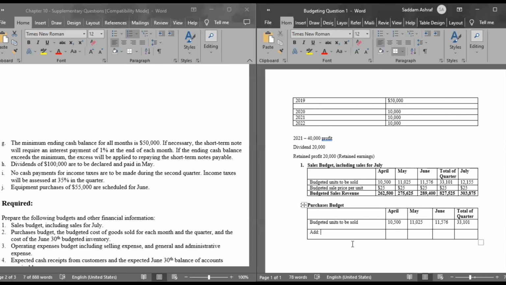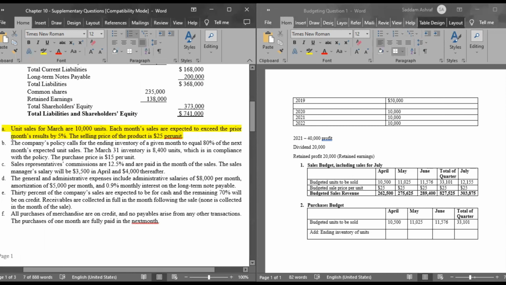So first of all, we have just written down the budgeted units to be sold. So in these budgeted units, we will add the ending inventory of units. Now we will check what information the examiner has provided about the ending inventory of units.